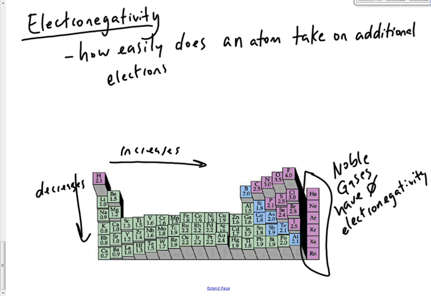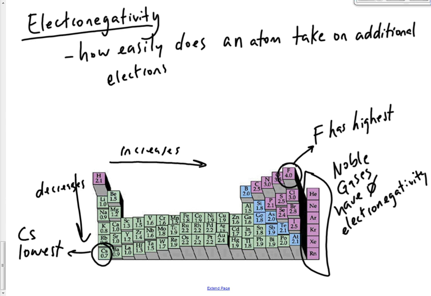Okay, fluorine, you'll notice fluorine has the highest on the entire periodic table. Cesium down here, if we're not counting the noble gases, cesium has the lowest. Okay, so it kind of follows a general trend of that right there. Okay. So your trend is increasing going left to right and decreasing going down. Okay, and remember that the noble gases have no electronegativity.